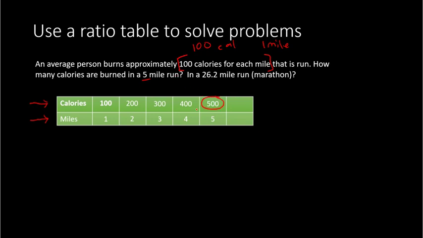All right, so we notice the pattern vertically, right? We do 1 times 100, 2 times 100, 3 times 100. Whatever's on the bottom, you multiply by 100. So if you have 26.2 miles, you have to multiply that by 100 to get that cell right there. So what is 26.2 times 100? Well, the decimal point moves over 2 places, 1, 2, to get 2,620 calories. So a person that runs a marathon burns, on average, about 2,620 calories.